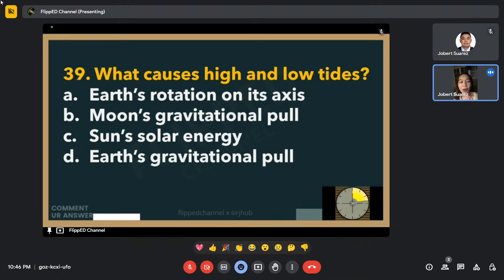Next, number 39. What causes high and low tides? Ito feeling ko alam nila to eh. Anong nagko-cause ng high tide sa low tide? Usong-uso yan sa Pinas, lalo ngayon kakabaha lang.